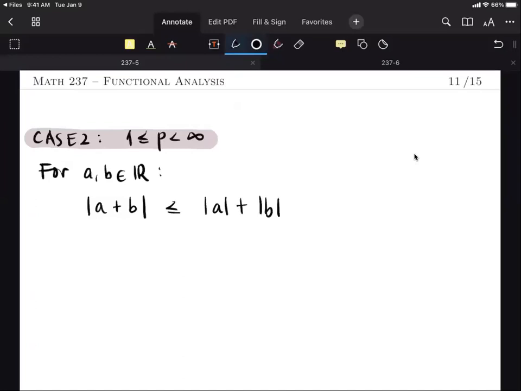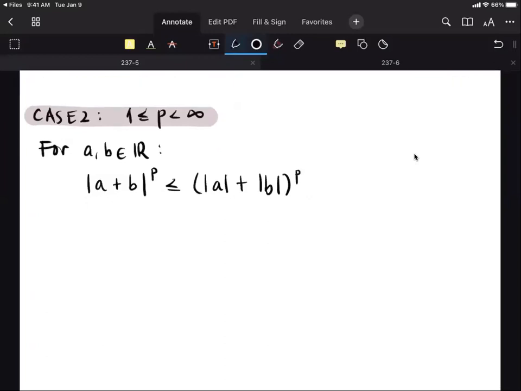The sum of the absolute values, by the triangle inequality. The power function here is monotonic, so you can raise this to p. And then the sum of the absolute values of a and b is less than or equal to twice the max. Either term is less than or equal to the max, so therefore the sum is less than twice the max raised to p, and you can check that this is 2 raised to p times the max.